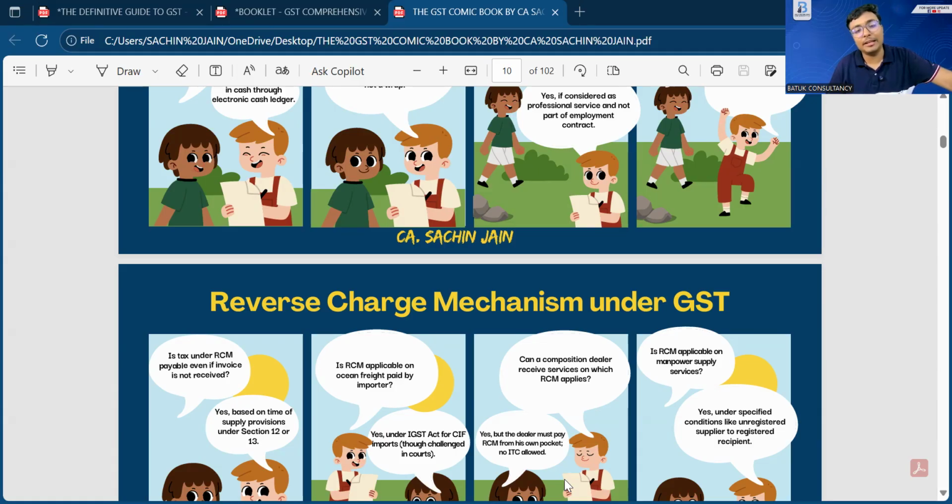No, no, nothing like that. If you will check, Renu ma'am, section number 24, registration, you will find that yes, in case of interstate supply, there is a requirement to take the GST registration. We'll discuss that as well.